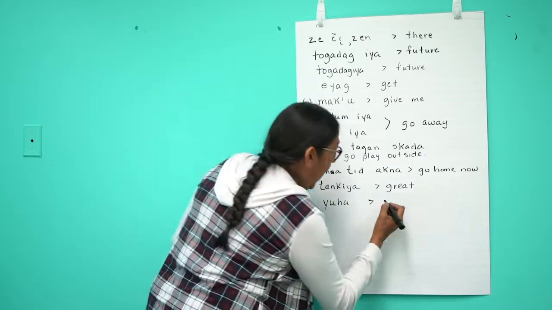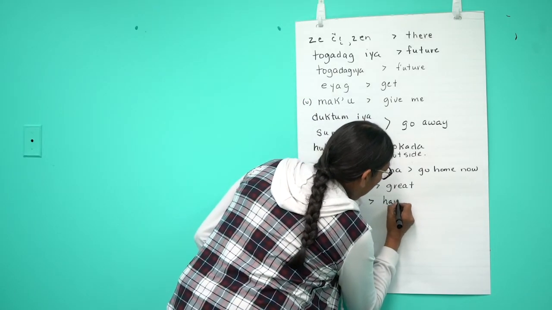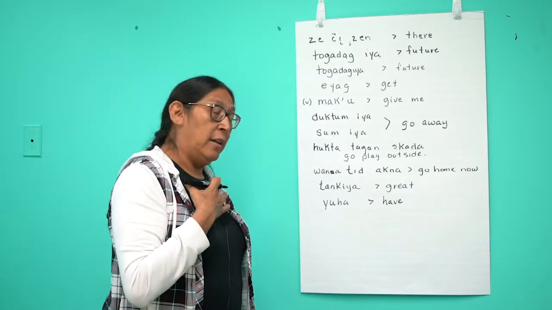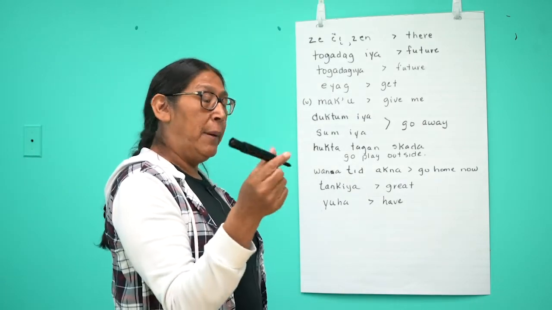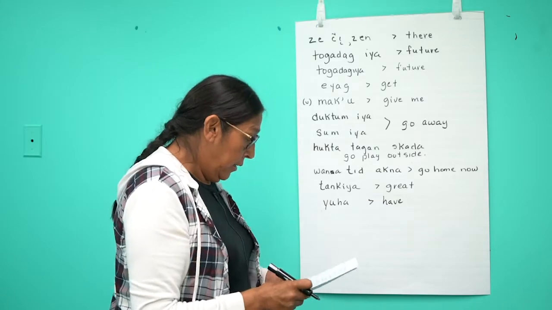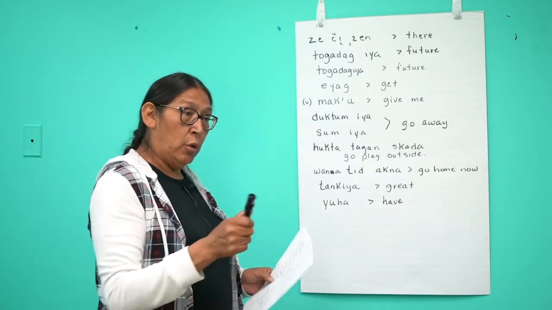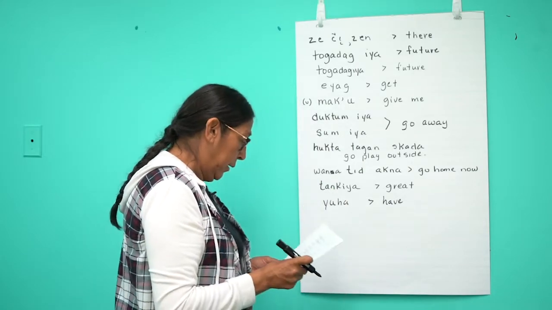Yuha. This is another verb that you can conjugate like the mak'u. And the verb is to have. Yuha. If I'm going to say I have, again, I put mia in front of it. Owokma sabam nuha. I have a black pen. Owakma to yuha. She has a blue pen.